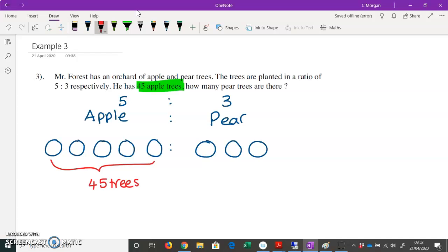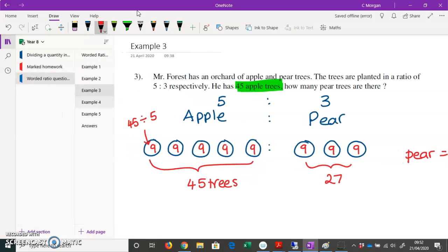To find out what goes into one of those bubbles, I've got 1, 2, 3, 4, 5 parts worth 45 trees. So 45 divided by 5 is 9. So I know that 9 goes into each part of my ratio. I'm going to carry on doing that, and then I'll be able to see that there are 27 pear trees, because 9 add 9 add 9 is 27. So my final answer is there are 27 pear trees altogether.